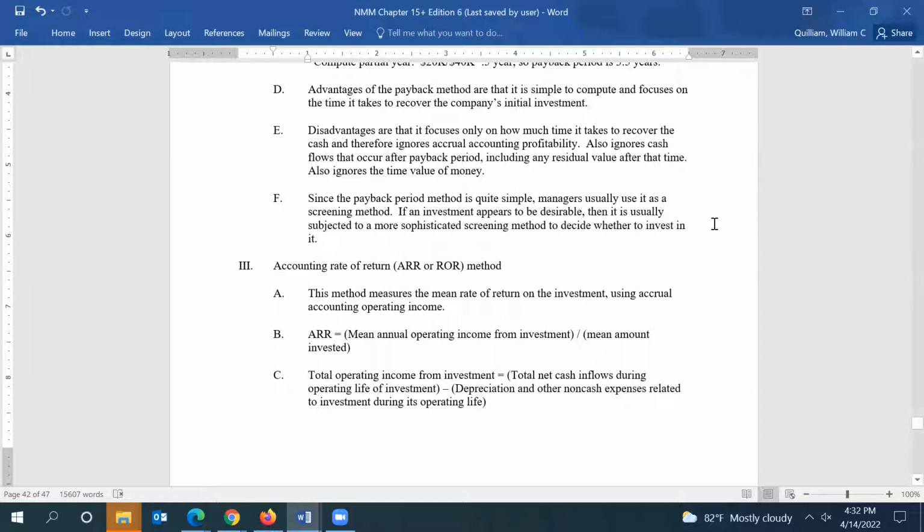But since the payback period method is quite simple, managers usually use it as a screening method. And if an investment appears to be desirable, then it's usually subjected to a more sophisticated screening method to decide whether to invest in it or not. So managers will use one of the 3 remaining methods, maybe all 3.